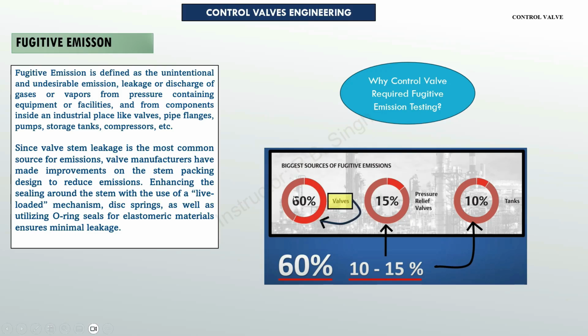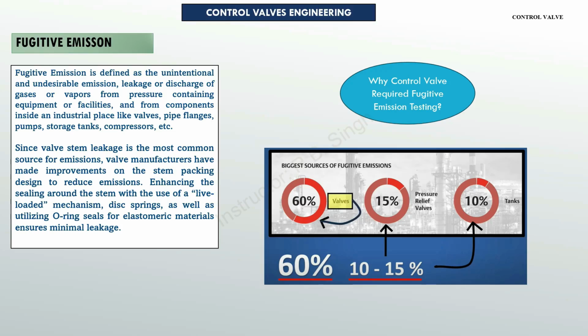But the control valve is a dynamic component, because the stem is always moving. So you cannot tighten it fully, because if you tighten it fully, your control valve will not work properly, as the stem will not move. That's why most of the leakage is because of the control valve. So in a control valve, we require fugitive emission testing if the process media is critical.